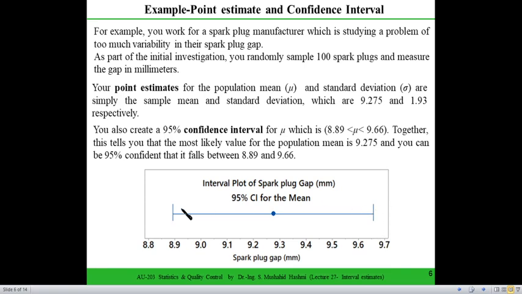So with 95% confidence, you can say that the mean value would be lying in that interval. We have only taken one sample. You can take different samples, generating different lower and upper limits.